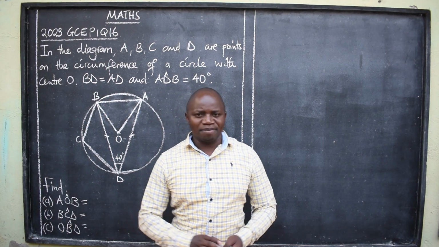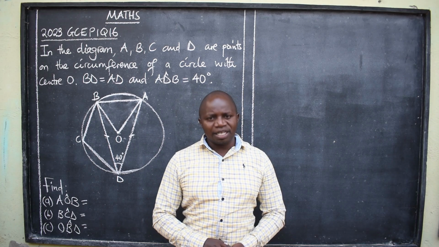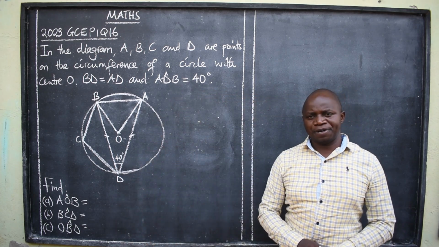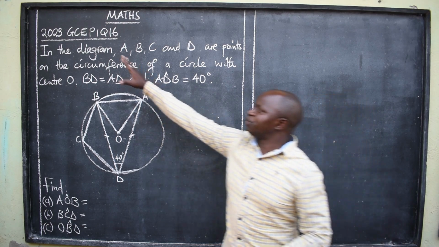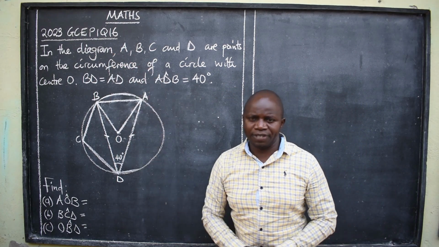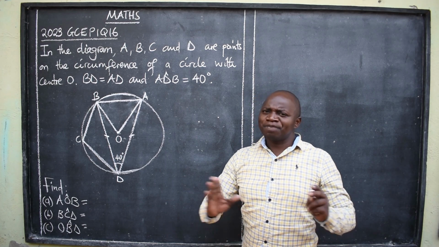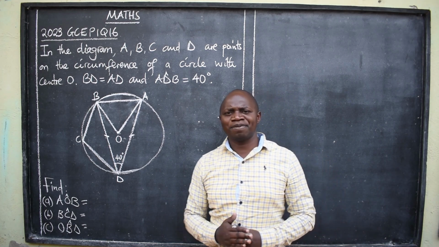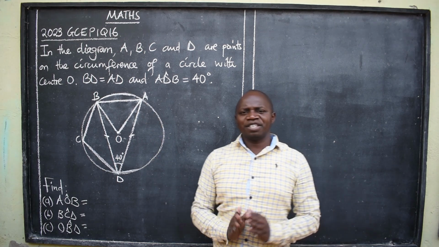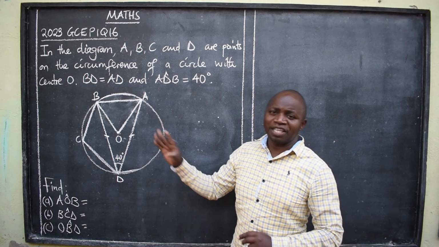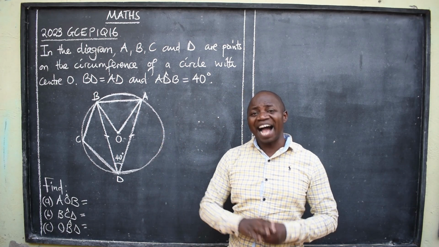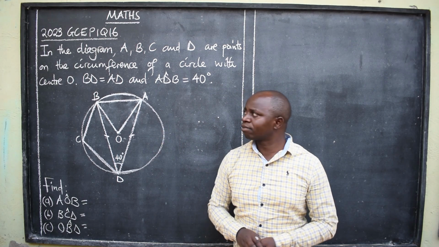This is mathematics. In this lesson, we want to look at the question you are seeing on the board. The question is from 2023 GCE Paper 1. This was question number 16. Okay? Please pay attention step by step. I want you to understand everything that will be discussed here. In case you missed one or two, you should be able to get it at the end of the presentation.